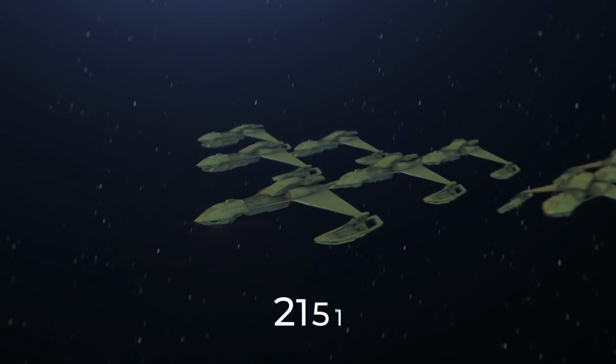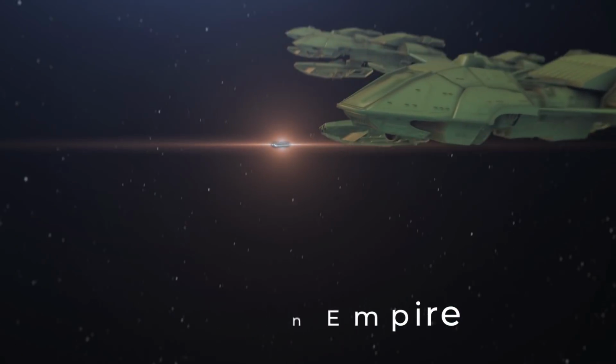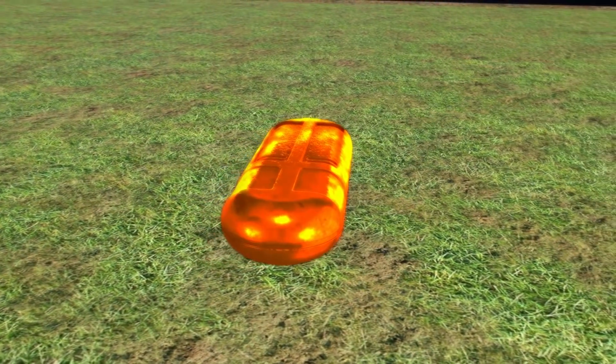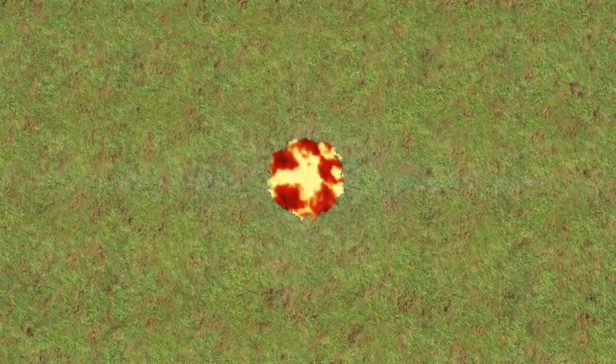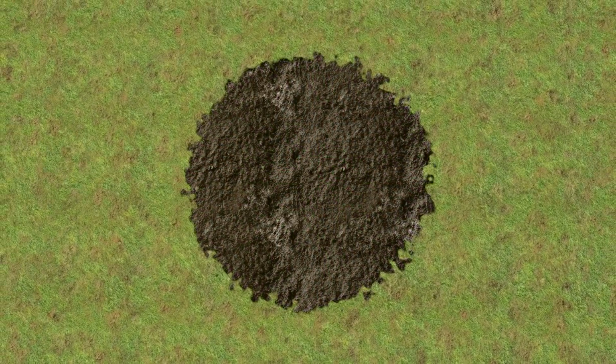In the year 2151, the Klingon Empire received the world's first photon torpedo. If you detonated such a torpedo on the ground, almost everything at a distance of 11.5 kilometers from the explosion would be destroyed, and the surface of the Earth would turn into ashes.